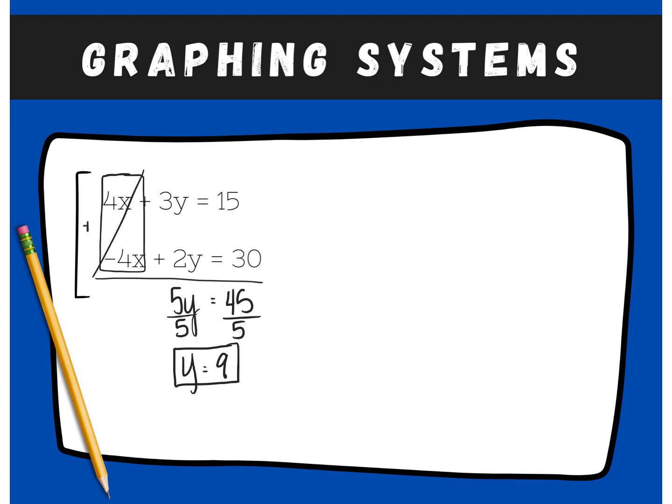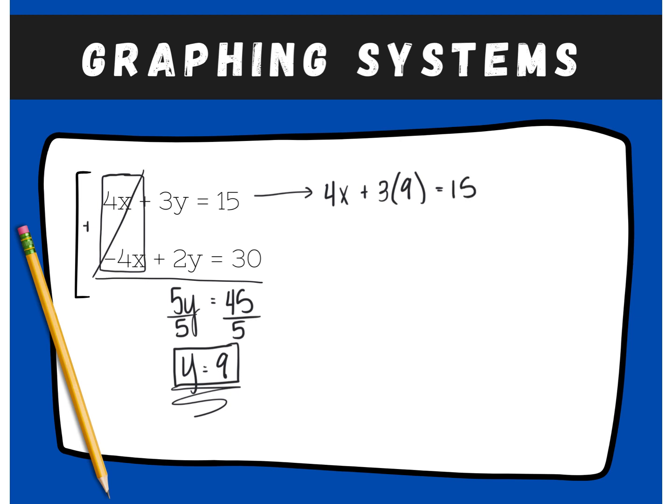Now remember, that's not the final solution to my system because a solution is a set of coordinates. So I now know one of the coordinates, but I need to find the other. To find the other, I just plug the 9 into one of these equations. So I'll do the first one. I'm going to plug it in for y because that's what I solved for so far. I found that y is the one that's equal to 9.